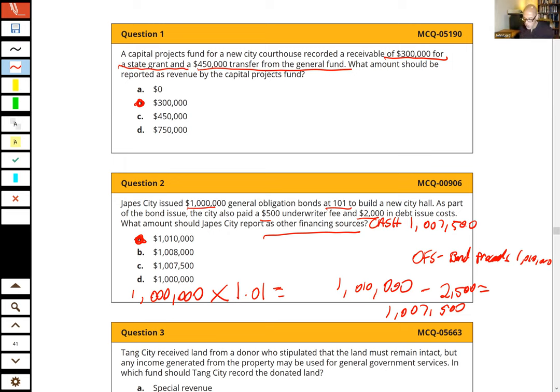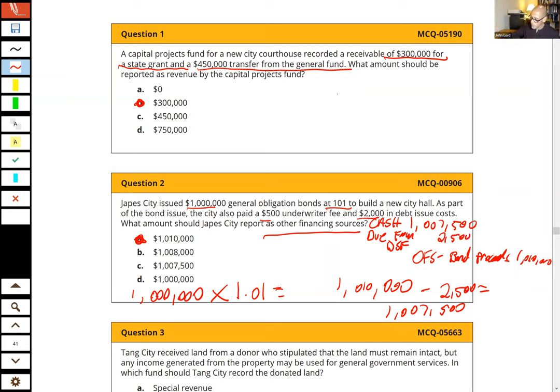1,700,500. Now I'm sitting there and I'm like, okay, but who really was supposed to have paid those underwriting fees and those bond issue costs? It's the debt service fund. So they kind of owe me that money. So I'm going to debit due from DSF, the debt service fund, for the $2,500.